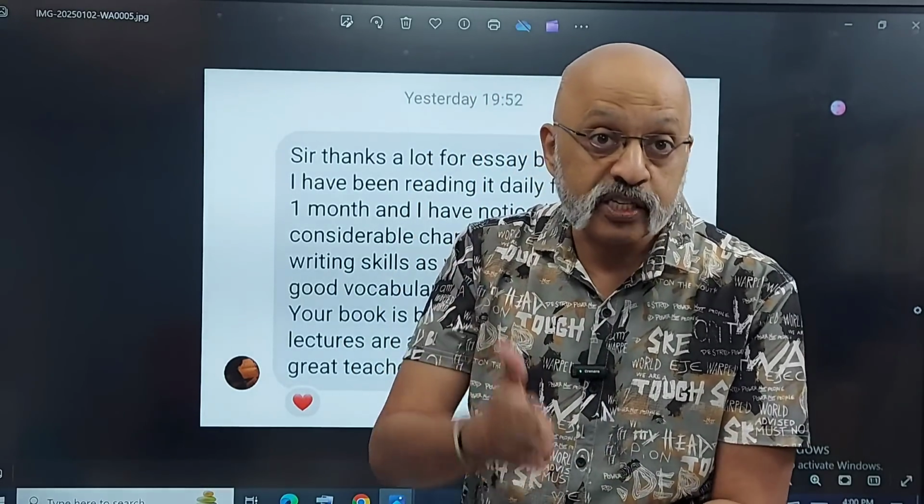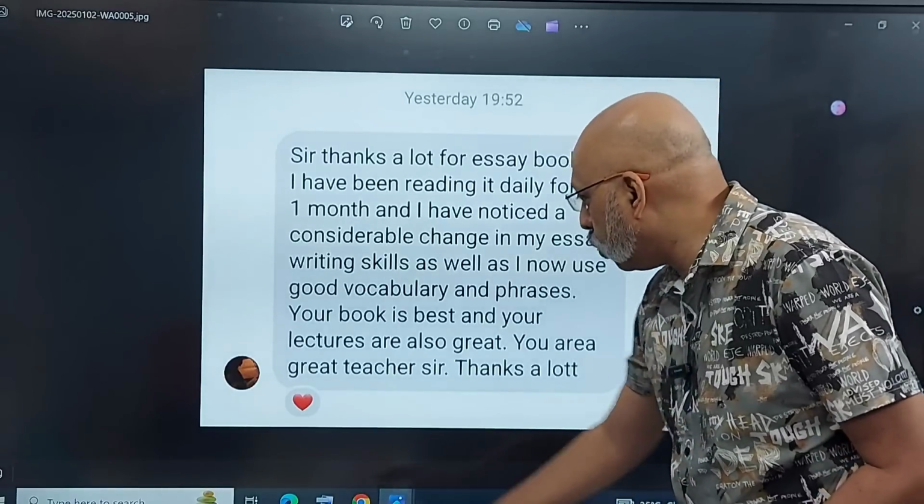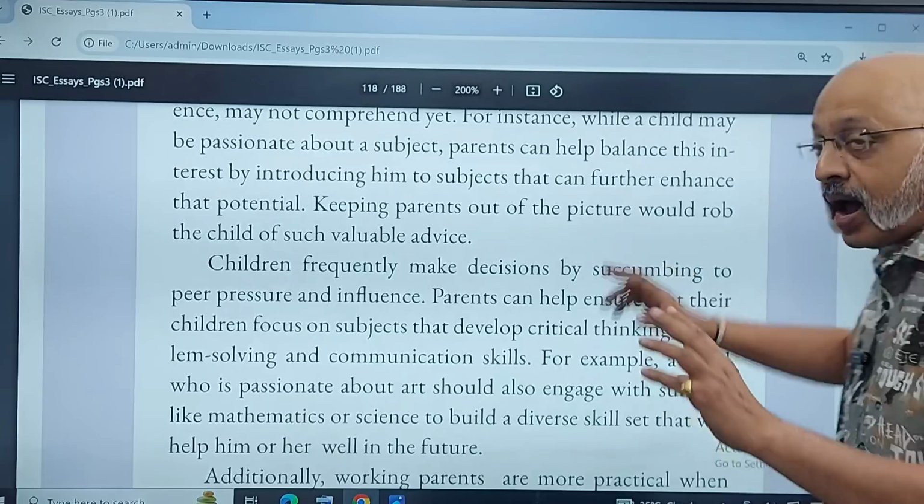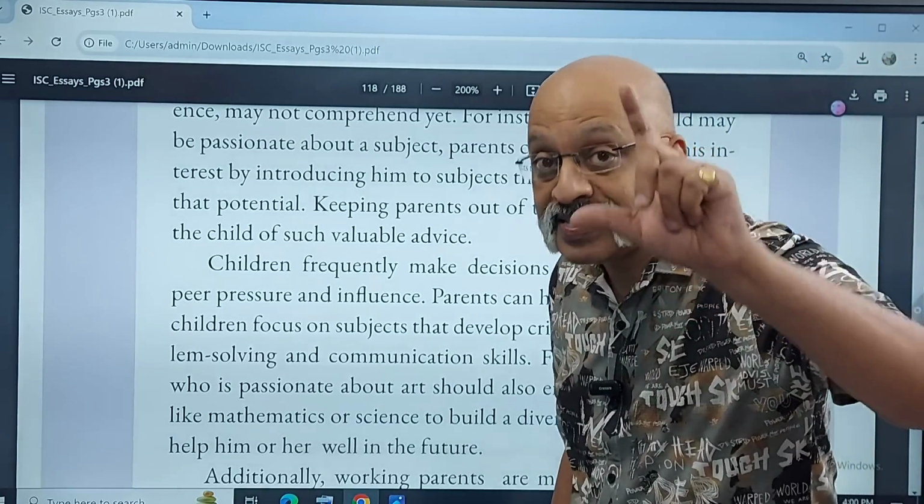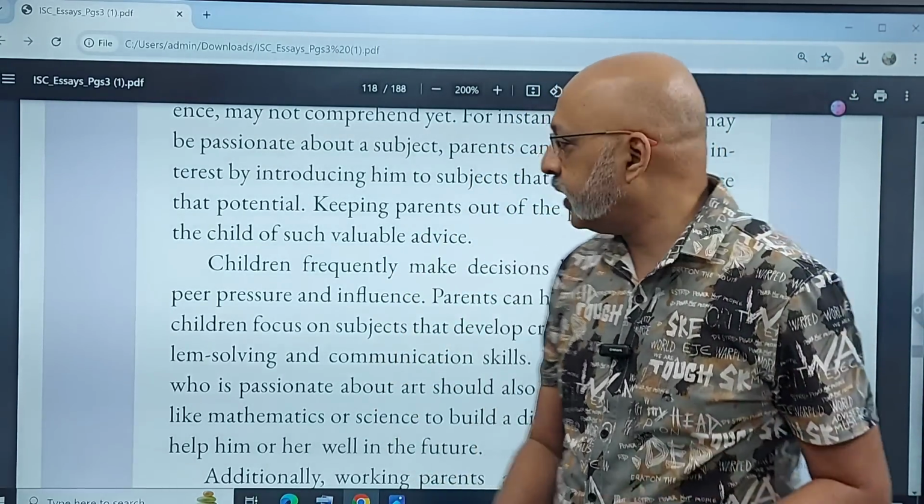A to Z of essays for ISC and ICSE is there in this particular book. So let's go back to the essay. Now I come to the first point, I have already told you. Second point, you see how clearly demarcated each point is.